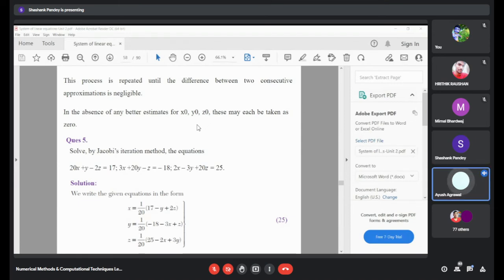Sir, 0.85, minus 0.9, and 1.25, if you take all the values of x, y, z as 0 initially. Okay. So now the updated values of x, y, z are known to us. Now, if we substitute again the updated values of these x, y, z in equation number 25, what are you getting?